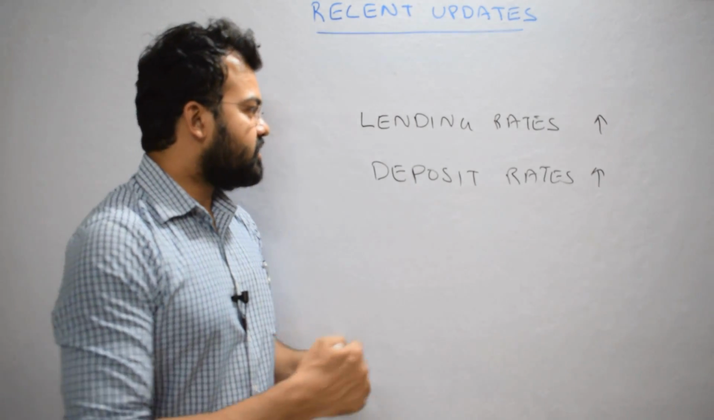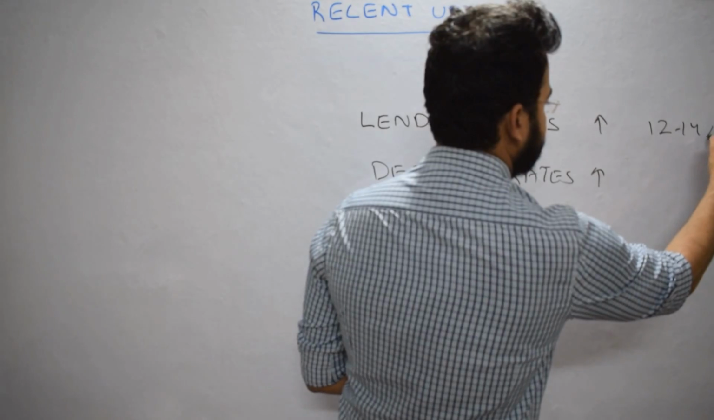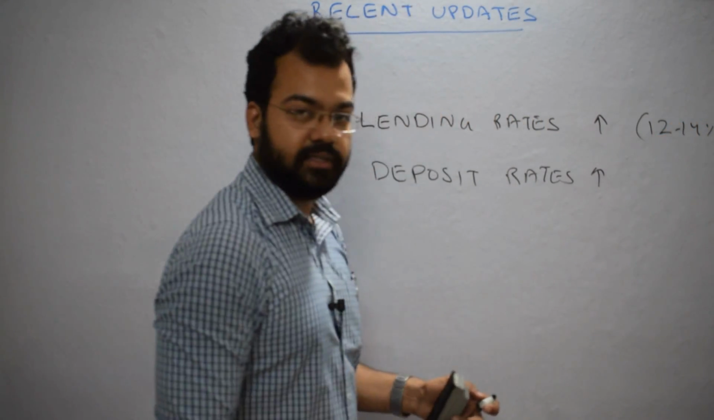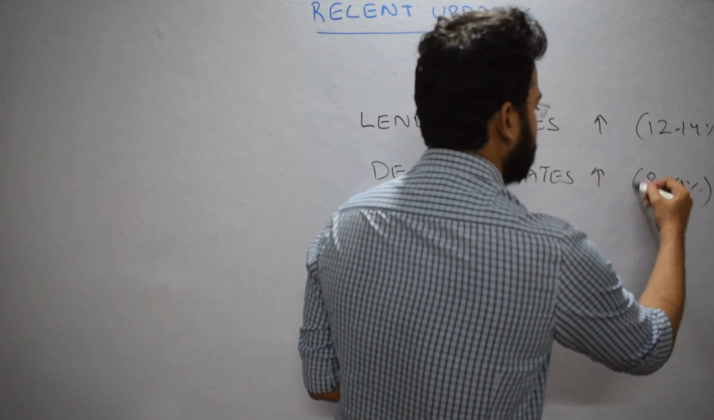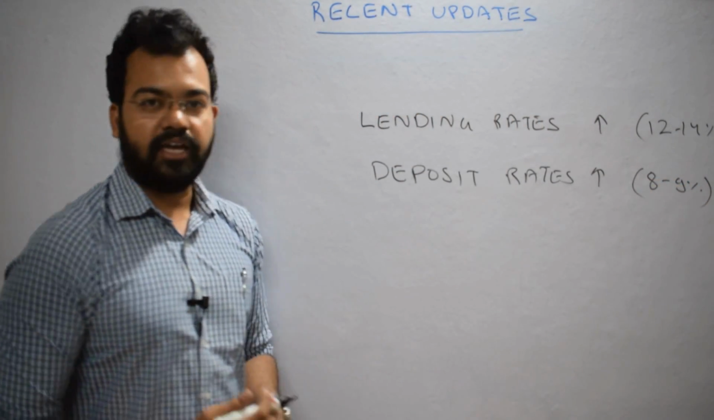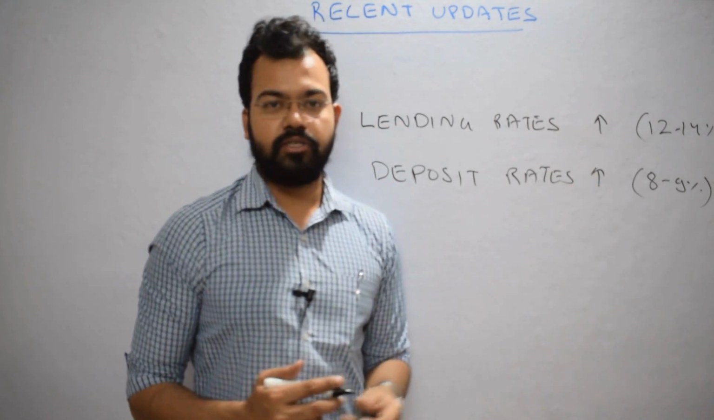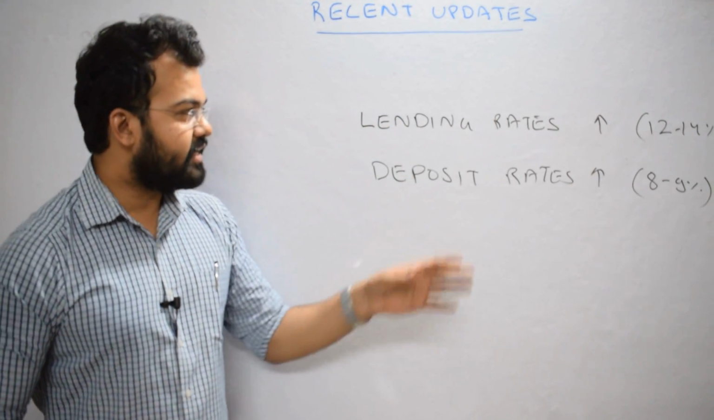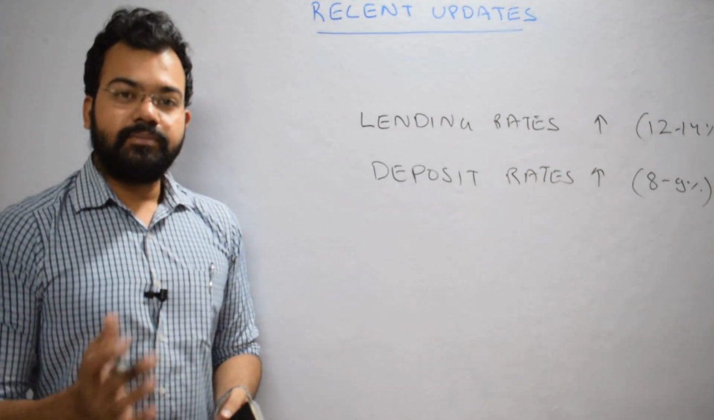Now another thing is lending rates. The growth rate of lending is around 12 to 14%, but the cause of concern is that deposits are growing at only 8 to 9%. This is a sign of worry because deposit rates are not going up while lending rates are going way up. Now what are the reasons behind this hike?